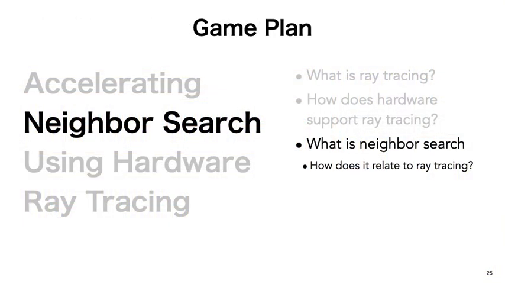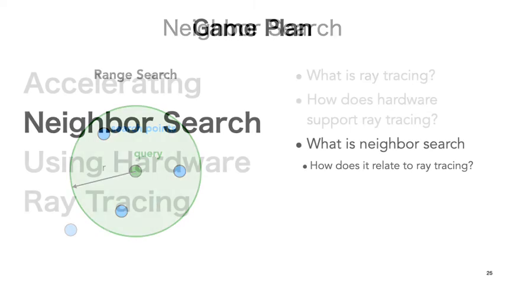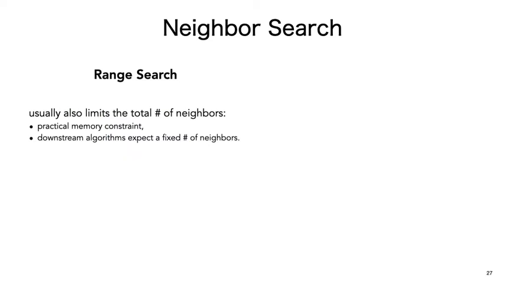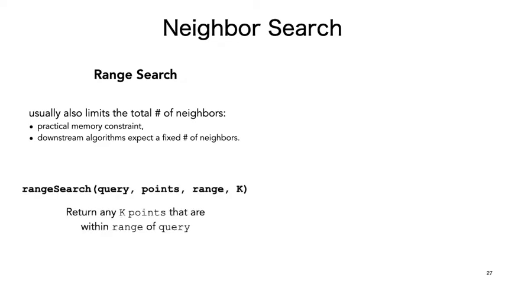Now let's talk about neighbor search, and in particular how it relates to ray tracing. There are different forms of neighbor search. The first kind of neighbor search I'll talk about is what's called range search, where given a query, we want to find all the neighbors that are within a particular range or radius. Now, in reality, we would also limit the total number of neighbors because of practical memory constraints, and also because downstream algorithms typically expect a fixed number of neighbors. And for that reason, the search interface typically looks like this, where we take a query and we want to return k points that are within the range of that particular query.